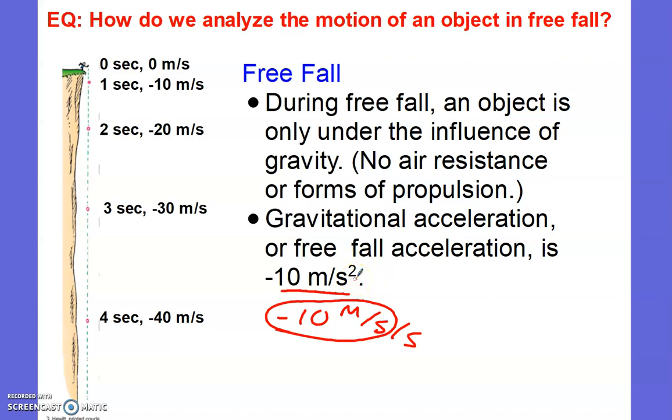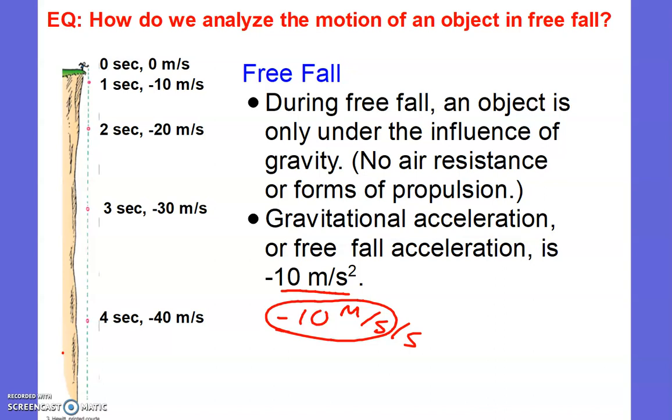So what we see here is a visual. If we drop an object, that means the velocity starts at 0. As you drop it, the velocity goes down by 10 every second. Therefore, after 1 second, the velocity goes down to -10. After another second, it goes down to -20. After another second, it goes down to -30. After another second, it goes down to -40.